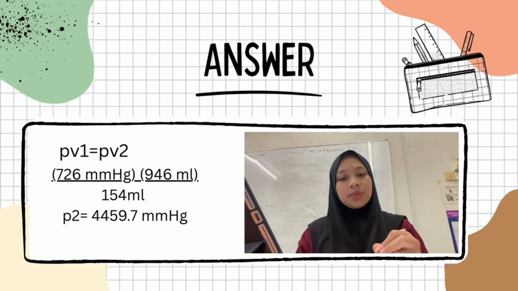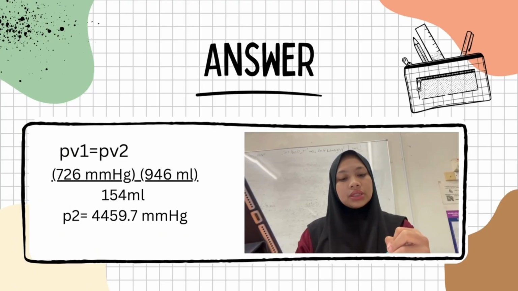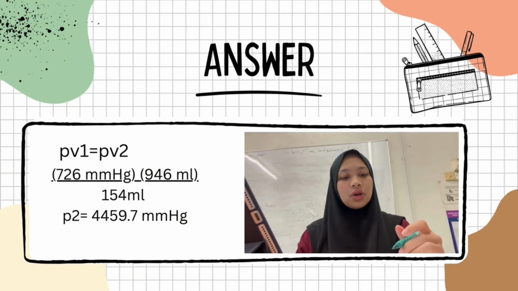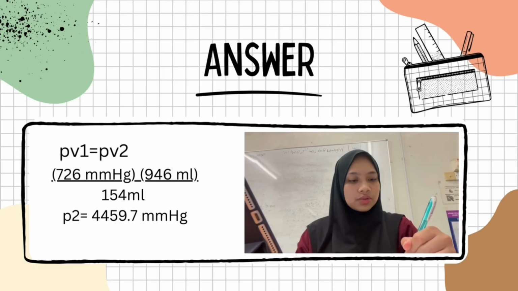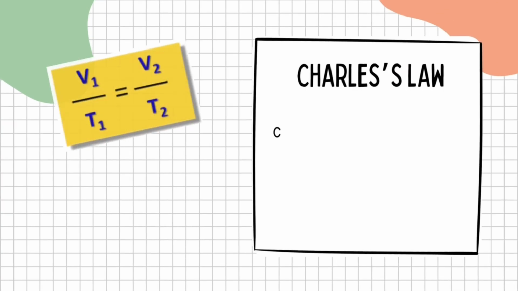So, the formula is P1V1 equal to P2V2. So here P1 is 726 mmHg and V1 is 946 mL and 144 mL is V2. So we will get P2 equal to 726 mmHg times 946 mL for V1 divided by 144 mL for V2. So P2 we got here is 4,459.7 mmHg.